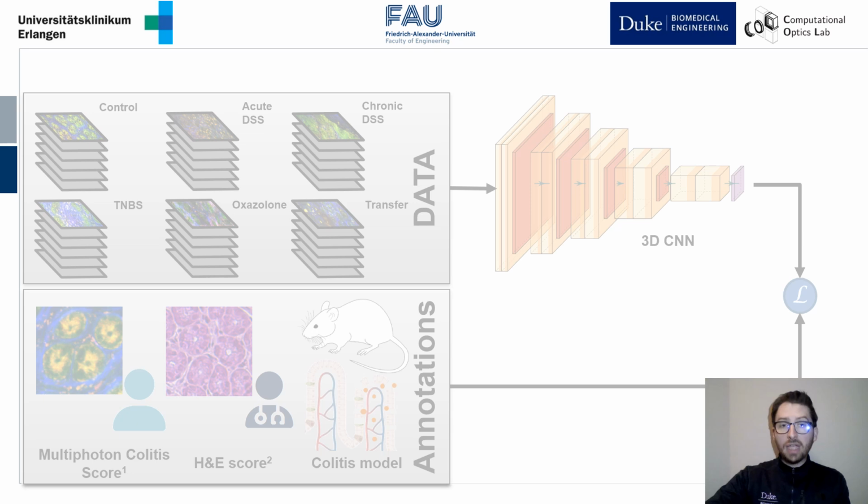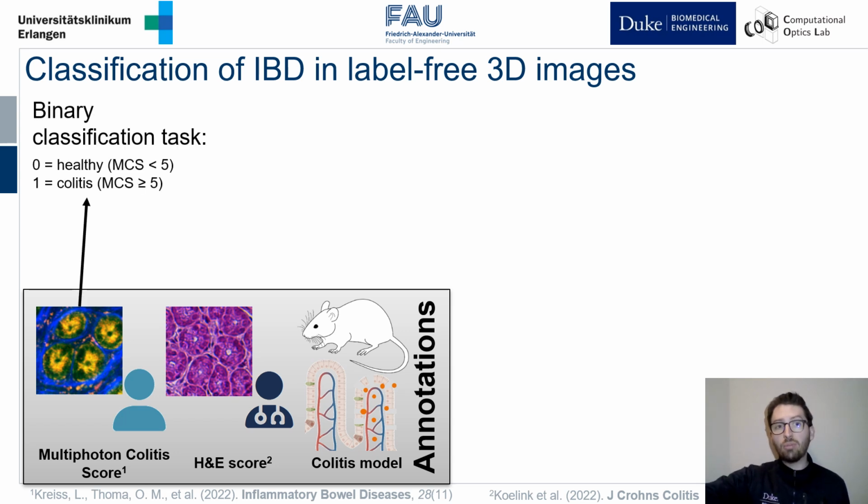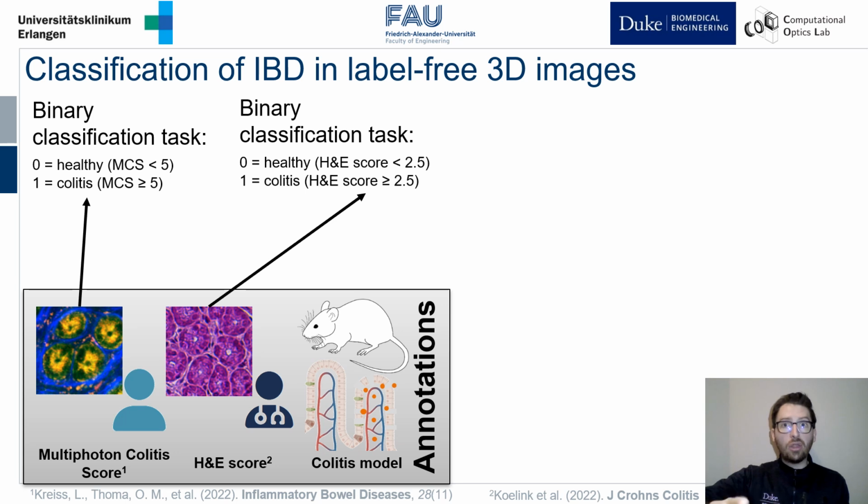And looking at the annotations, there are different ways how we can slice this problem. In the first case, I looked at the multi-photon colitis score and interpreted it as a binary classification task just to find healthy and inflammation based on the image-specific annotation that we have. In a similar way, I used the H&E score just to define the reference H&E diagnosis of healthy versus colitis, giving the H&E score of the respective biopsy.